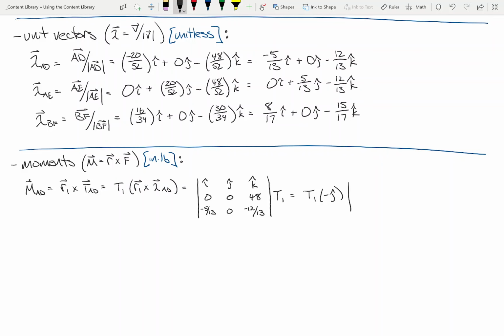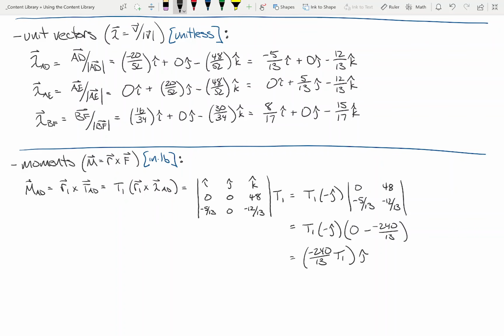And then what do we got? 0 minus 5 over 13, 48, negative 12 over 13. Because I think we're going to have a bunch of negatives, and we got to make sure we're consistent there. T1 minus j, 0 minus negative 240 over 13. So that's positive, but it still comes out negative. There's like triple negative there.